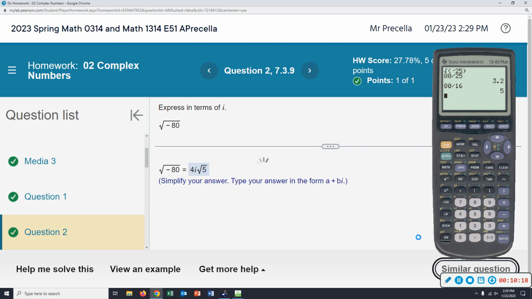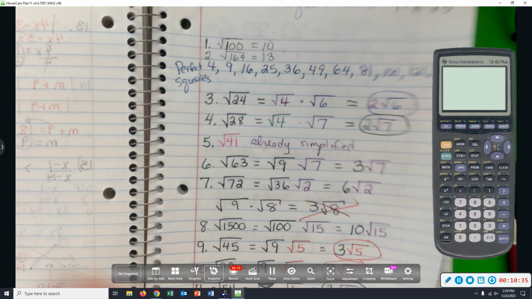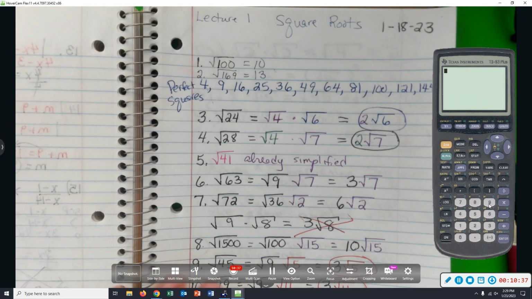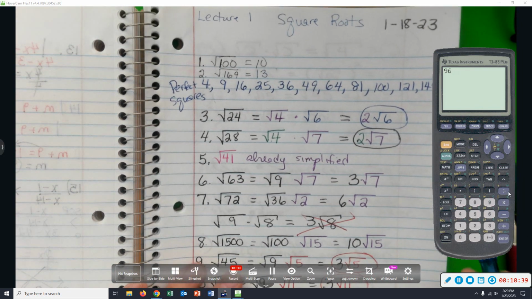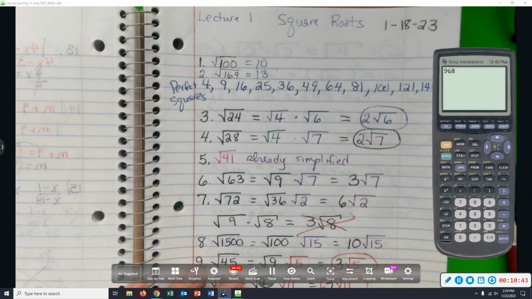Okay, let's do another one. This is still number 2. It's the square root of negative 96. I want to make a point here. The square root of negative 96. Is 96 a perfect square? No. What's the largest perfect square that divides evenly into 96?